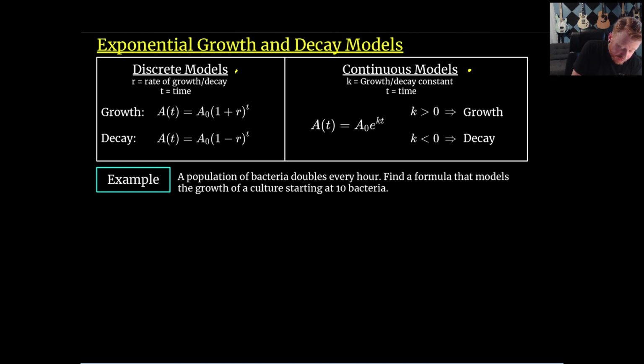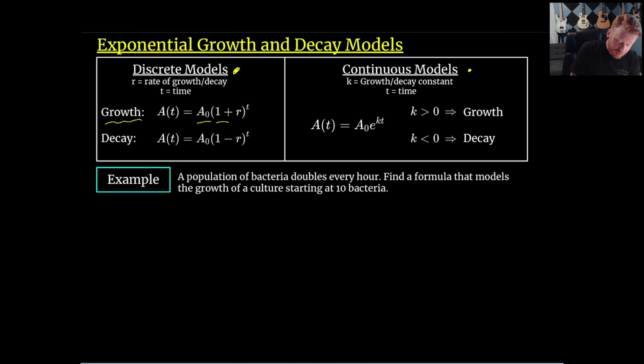So focusing on the discrete model first, we've seen something like this before, where we have r being either the rate of growth or decay, and then t is our time, and that's the discrete time, per hour, per minute, per whatever that we're looking at. So we have our models here. If we have growth, then notice that a naught, I didn't write it down, but that's always the initial value. The value in front is the a naught.